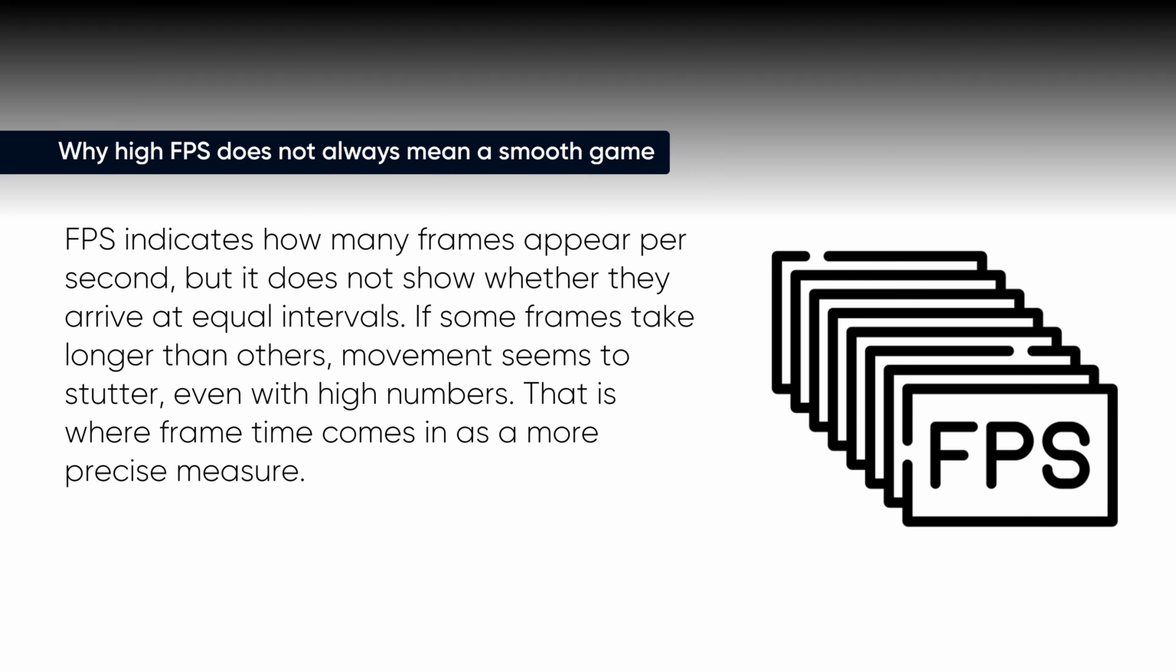Why high FPS does not always mean a smooth game. FPS indicates how many frames appear per second, but it does not show whether they arrive at equal intervals. If some frames take longer than others, movement seems to stutter, even with high numbers. That is where frame time comes in as a more precise measure.